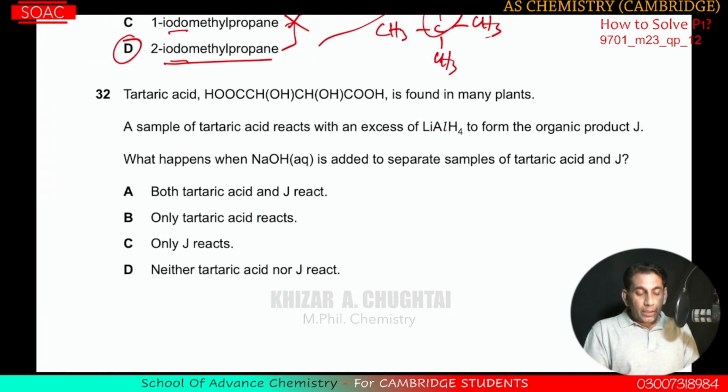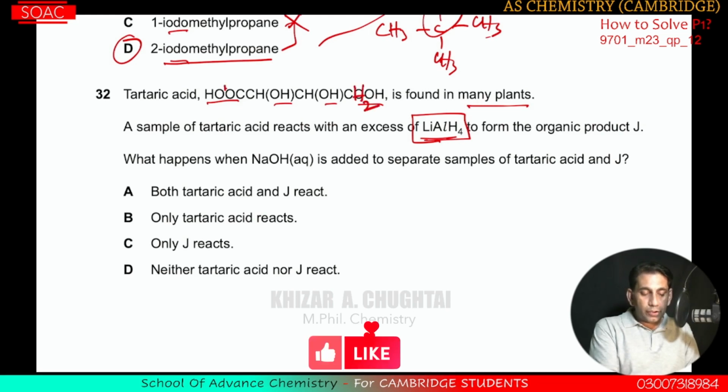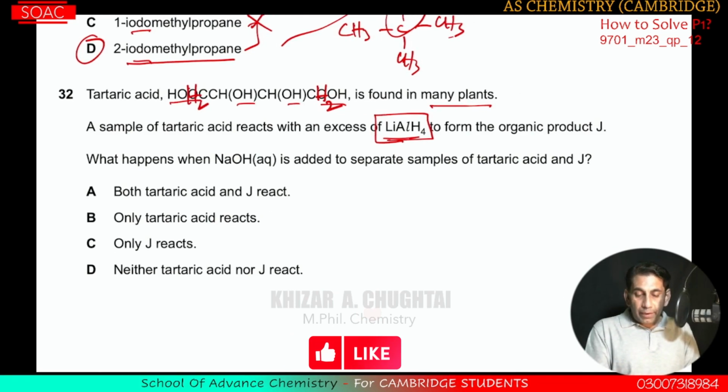Question number 32. Tartaric acid, which has an acidic group OH, and again a second acidic group, is found in many plants. A sample of tartaric acid reacts with an excess of lithium aluminum hydride. What is the function of lithium aluminum hydride? That is a famous reducing agent, and especially it is used to reduce carboxylic acid. When it reacts with carboxylic acid, it reduces the carboxylic acid into alcohol, I mean primary alcohol, to form a product J.